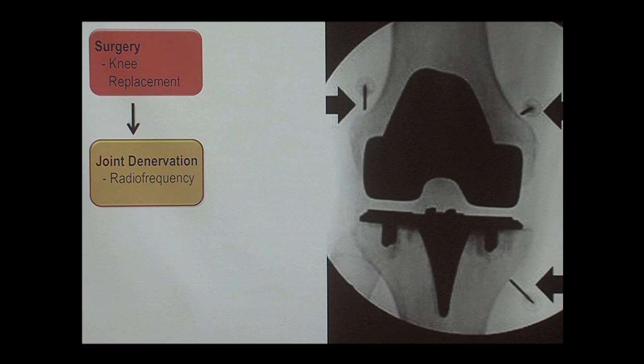And as I alluded to before, if this doesn't work and a patient is a candidate for surgery, then certainly a knee replacement could be performed. But what about those patients who do not do well after knee replacement? This is a metal prosthesis, right? So this is what a total knee replacement looks like under X-ray. That joint surface is now replaced by metal.